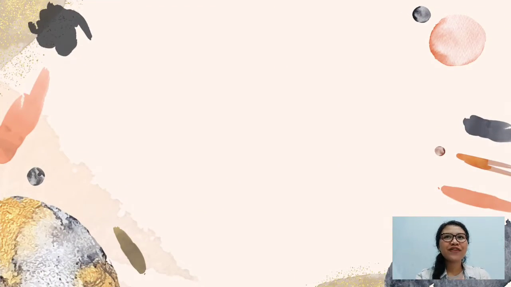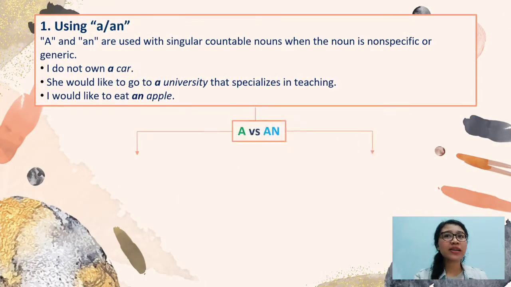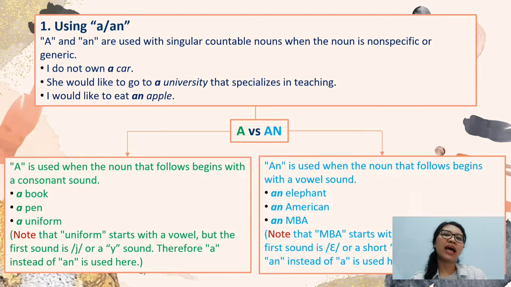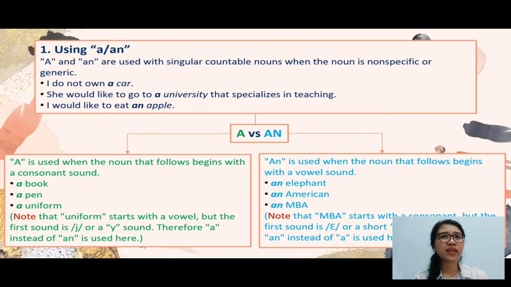The first is about using a or an. So a and an are used with singular countable nouns when the noun is non-specific or generic or general reference. For example, you can see I don't want a car. So in the sentence, car is a singular countable noun that is not specific. It could be any car.